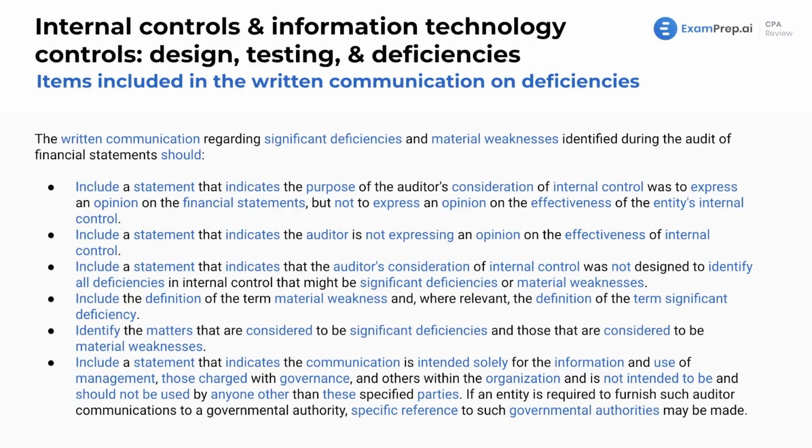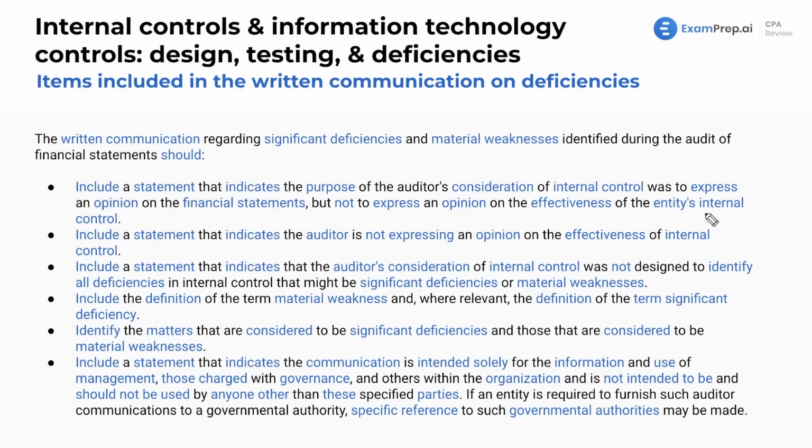What are some items included in the written communication on deficiencies? Here's just a big old listing, right? This written communication regarding these significant deficiencies and weaknesses should include points. We'll go through them. It should include a statement that indicates the purpose of the auditor's consideration of internal controls was to express an opinion on the financial statements, but not to express an opinion on the effectiveness of the controls.